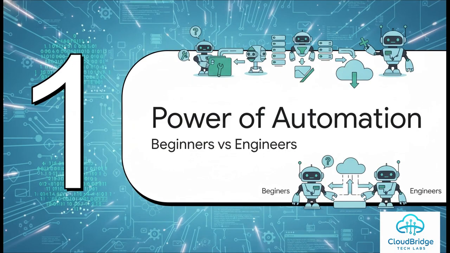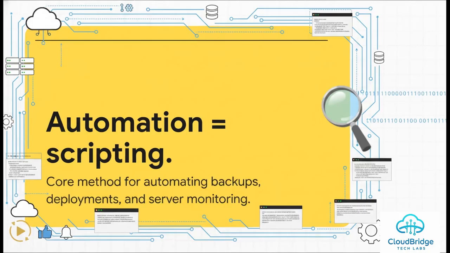So let's kick things off with Section 1, the power of automation, separating beginners from real DevOps engineers. You see, the fundamental mindset shift you really need to make here is a beautifully simple equation. Automation equals scripting. Whenever you hear companies talking about high-level DevOps automation or continuous integration or managing thousands of servers all at once, they aren't using magic, right? They're using scripts. Scripting is the core method for automating backups, streamlining deployments, and monitoring cloud infrastructure. If you want to make that leap from a beginner who manually configures servers to a pro who manages entire fleets of them, mastering scripting is your key.